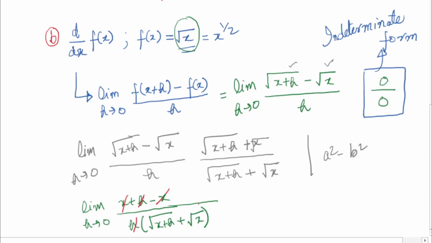So what we have remaining is limit h tends to 0, finally this term. If we put h tends to 0 here inside the square root, h goes to 0, and there is only root x. One root x is here and one root x is here, so we have 1 upon 2 root x.